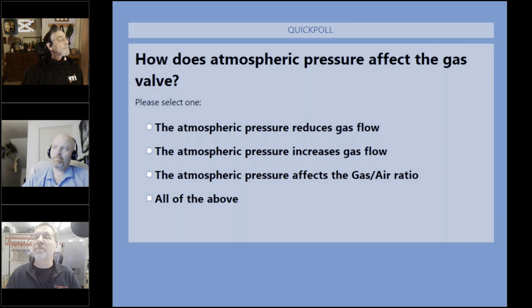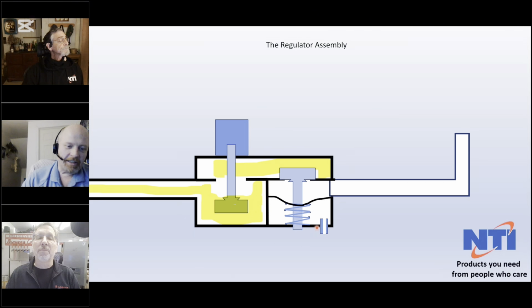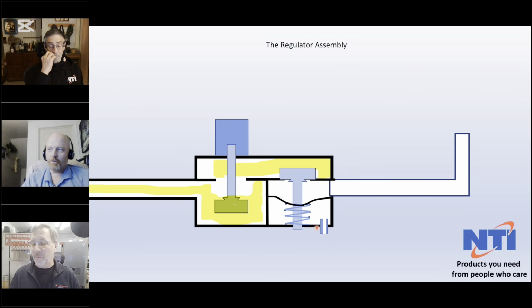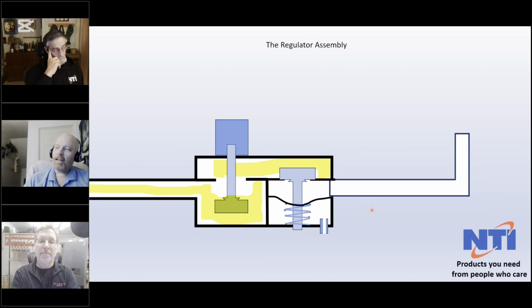And then followed by atmospheric pressure increases gas flow, and trailing both of those is atmospheric pressure affects the gas-air ratio. Yeah, and the answer is all of the above. So depending on what the atmospheric pressure does, depends on what happens to the outgoing gas pressure. In this scenario, if the gas pressure inside the valve is pushing down on the diaphragm, that means the atmospheric pressure out here in the world is pushing up on the diaphragm. These two pressures are competing against each other.